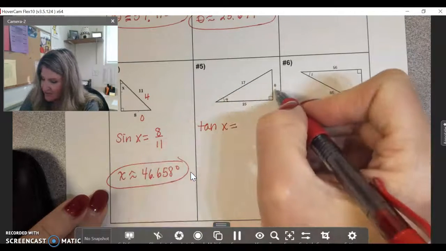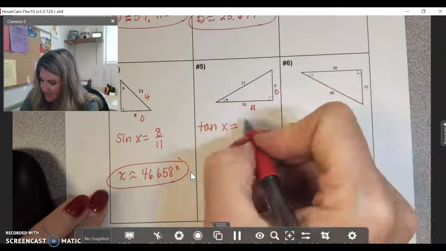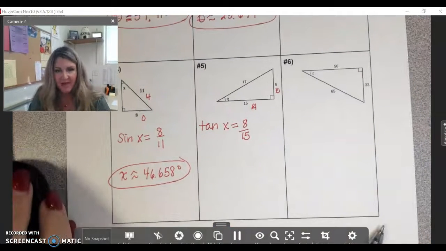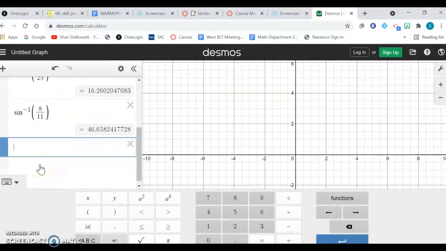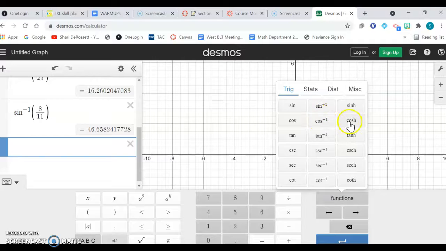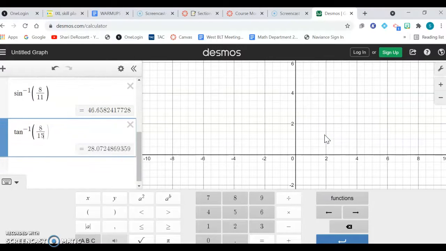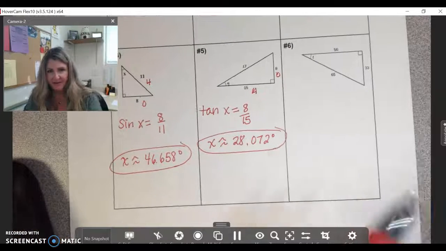So for tangent, I do opposite and adjacent. So I'd have to do 8 divided by 15. So I'm going to go back there to Desmos, push enter on this. I'm going to go to functions. I'm going to go to tan inverse of 8 divided by 15. And I get x is about 28.072 degrees.